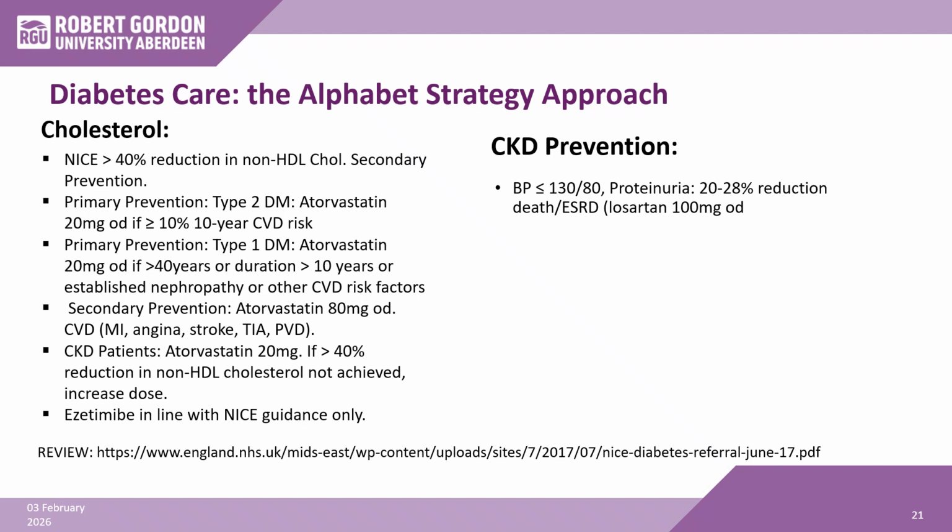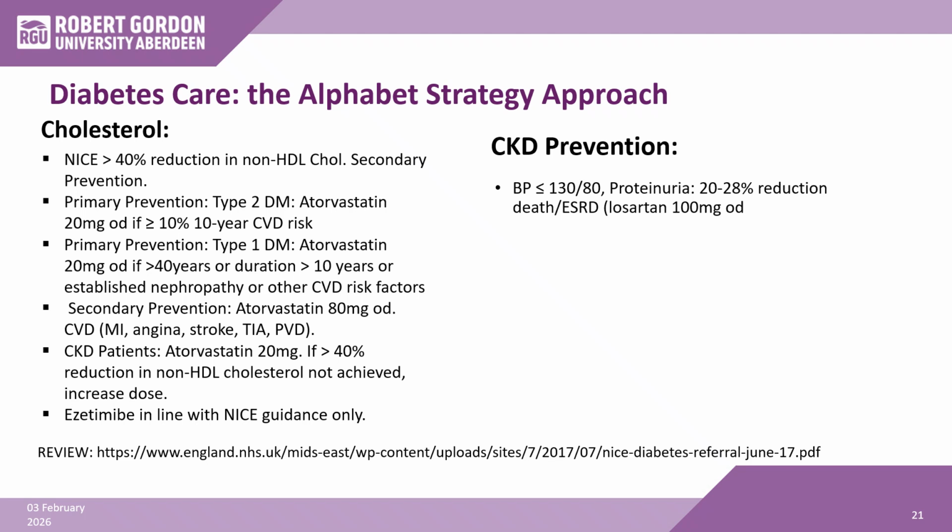Okay. Then the C is cholesterol. Again, our recommendation is a greater than 40% reduction in the non-HDL cholesterol. For secondary prevention and for primary prevention, like in type 2 diabetes, we want anyone with a cardiovascular risk of greater than 10 to be started on atorvastatin 20 milligrams once a day. And for type 1 diabetes, same for those who are 40 years of age or who have had a duration of diabetes for more than 10 years.